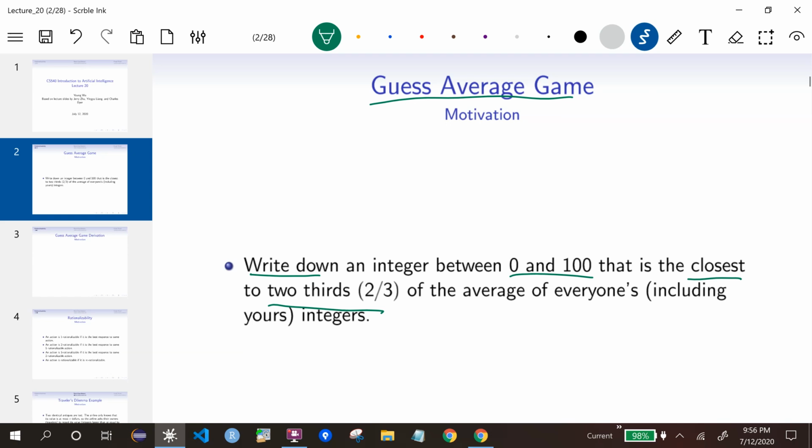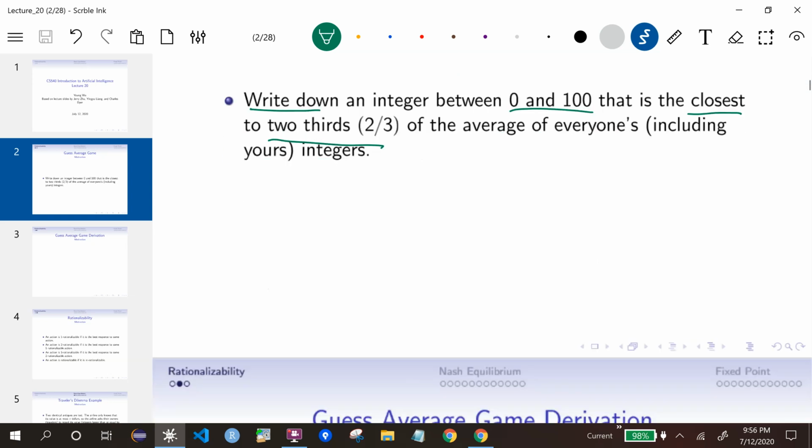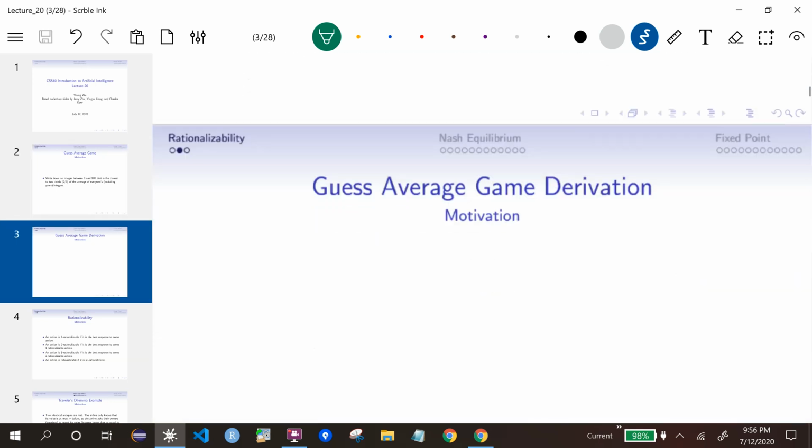So to solve this game, we cannot say that we want to solve the last player's strategy and then go back to the second last player, because they are making the choice at the same time. At least when the last player is making a choice, he or she does not know anyone else's number. So we need to somehow figure out the solution for all the players at the same time.